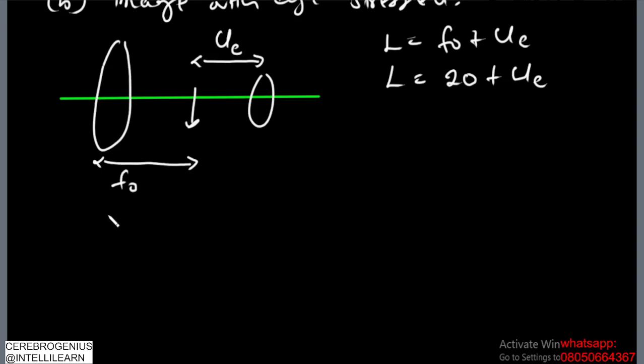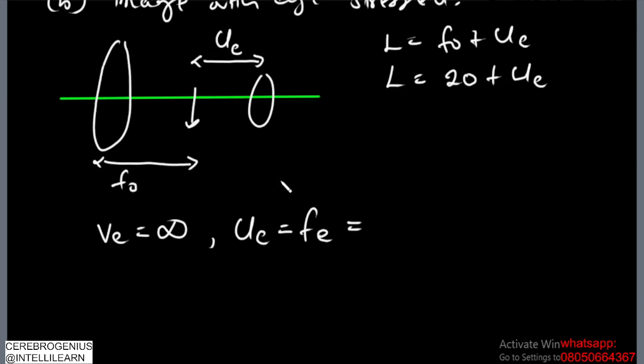So when the eye is relaxed, that means the final image is at what? Infinity, right? So if the image is at infinity, it means that the object must have been at its own focus, right? So that means that UE is going to be equal to what? FE. All these conditions are things that you should know.